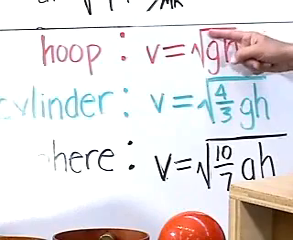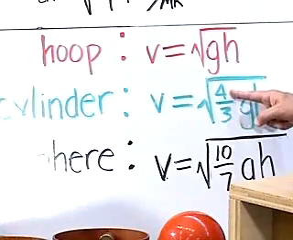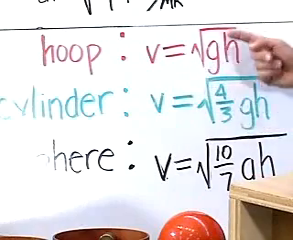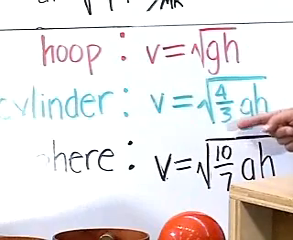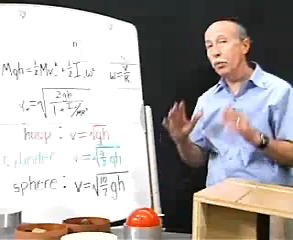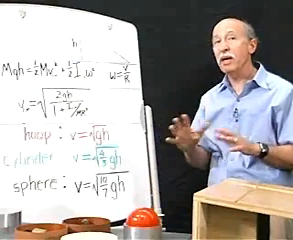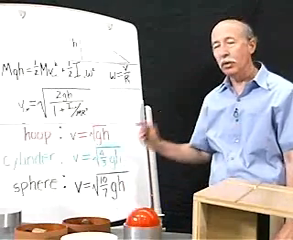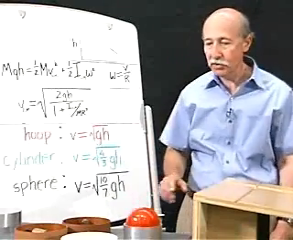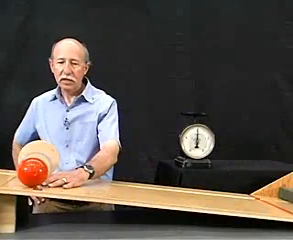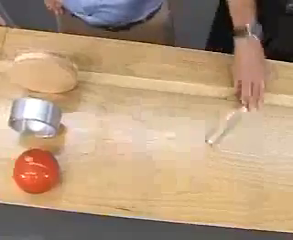Notice the coefficients are 1, 4/3, and 10/7. They're all different. And because they have different coefficients over here, we expect them to have different velocities. That's what this formula says. So if we were to carry out this race, we expect there'll be no ties, okay? The one with the biggest coefficient is going to win. And let's see what happens if we actually do the demonstration. Ready, set, go.